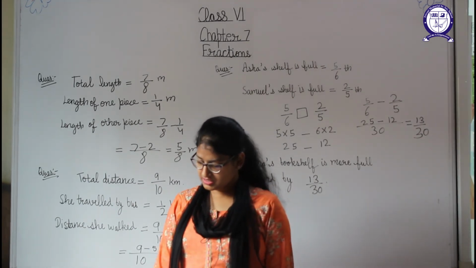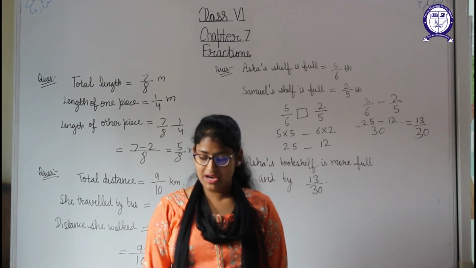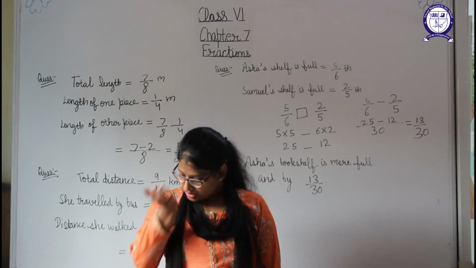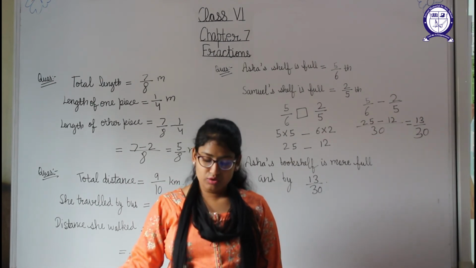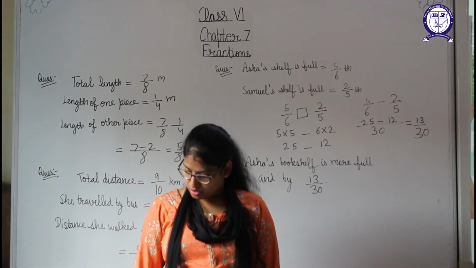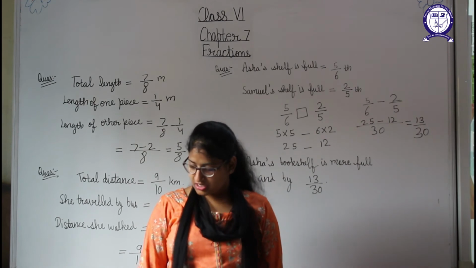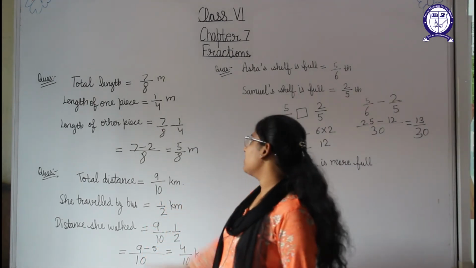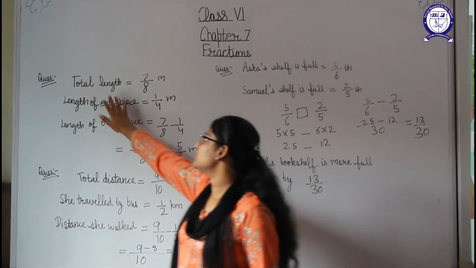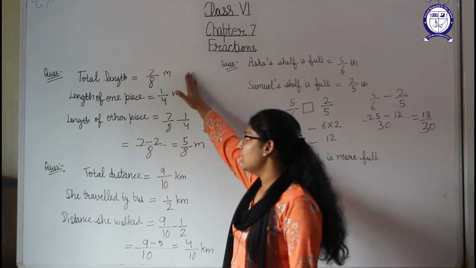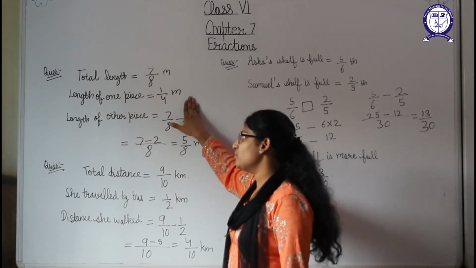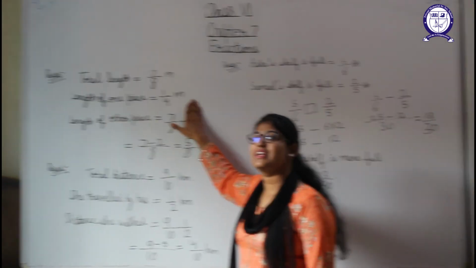Sixth question is, a piece of wire 7 by 8 meter long broke into two pieces. One piece was 1 by 4 meter long. How long is the other piece? It means total length of the wire is 7 by 8 meters. So I have written here total length is equal to 7 by 8. And length of one piece is 1 by 4 meter, and we have to find out the length of the other piece.